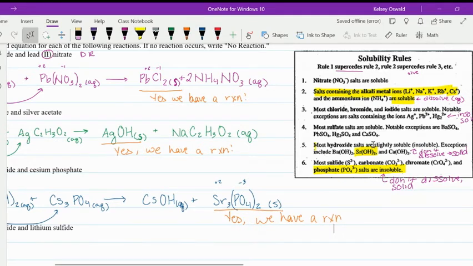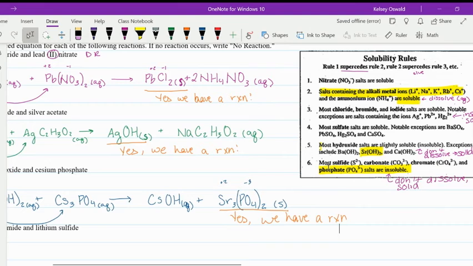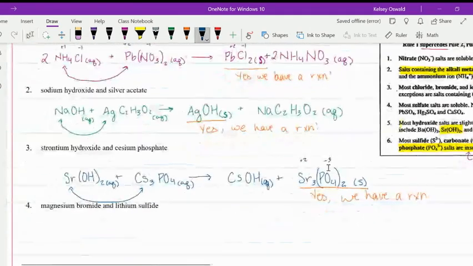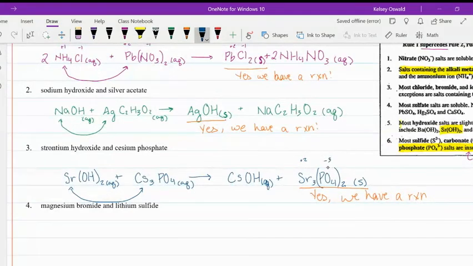Whenever we're doing these, we're looking at the solubility rules to see, will this substance dissolve in water? If it is soluble, it will dissolve, then it'll just remain aqueous. Nothing's changing there. However, if it's insoluble, that means it's not going to dissolve. It should be in solid form. And then we would just need to balance this. 3 strontiums on either side, 2 phosphates. We need 6 of those cesium hydroxide.